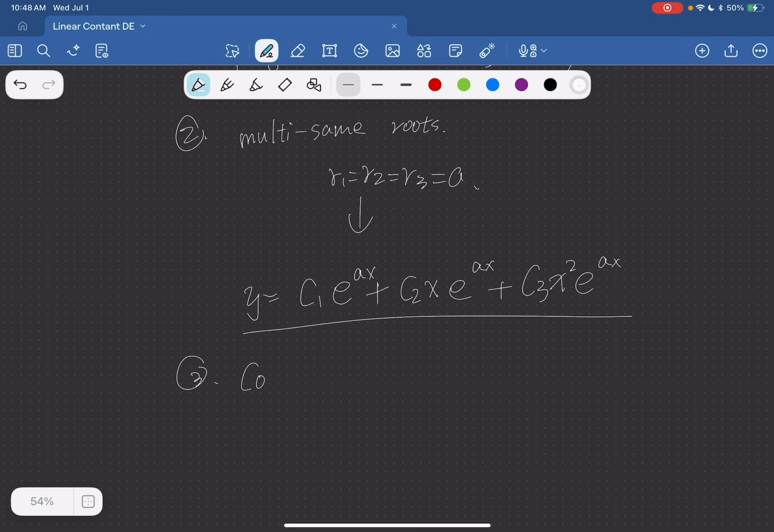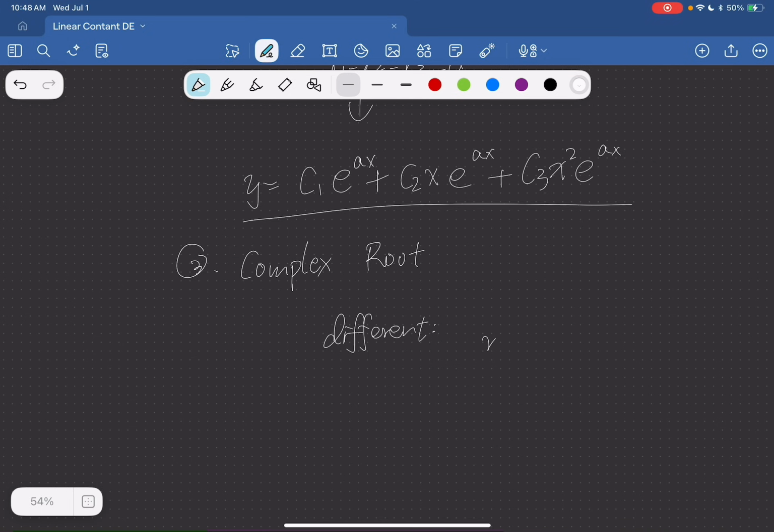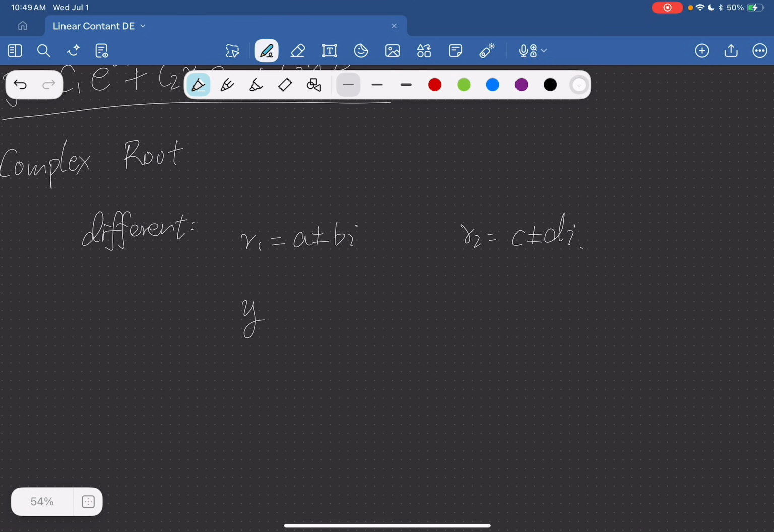The third case is when you have complex roots, and if they're different, say you have R1 equals A plus or minus BI, R2 equals C plus or minus DI, the eventual solution will be just adding them together.